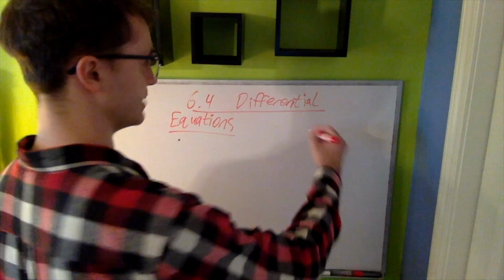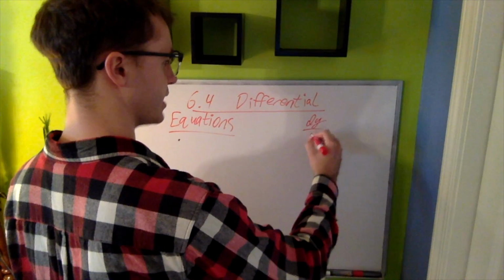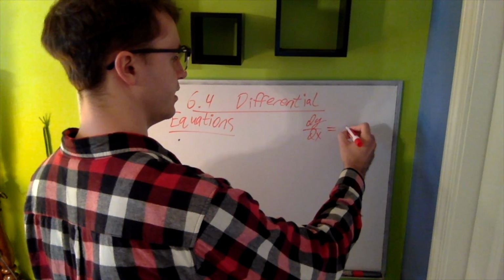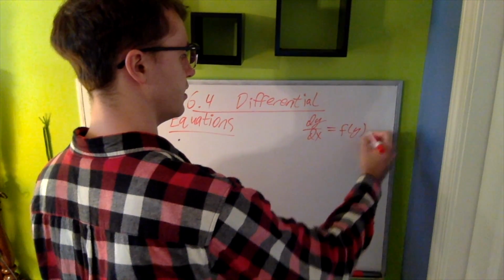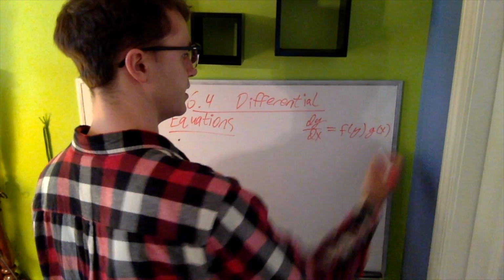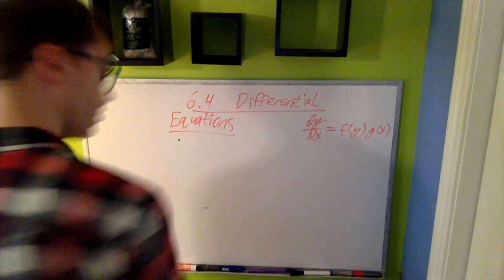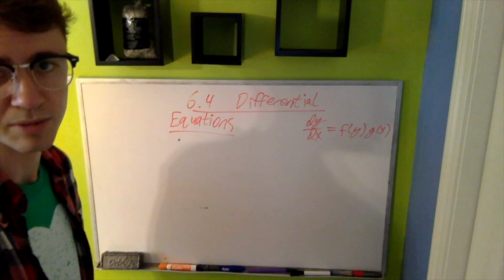So an example might be dy dx equals, let's just say, f of y g of x. We're going to talk about that a little bit more in just a second. So let's start by defining a separable differential equation.